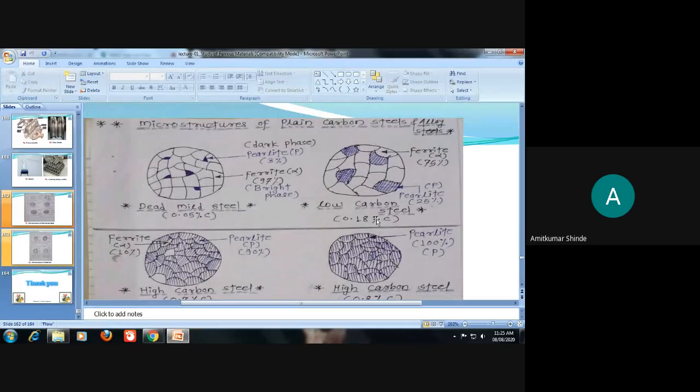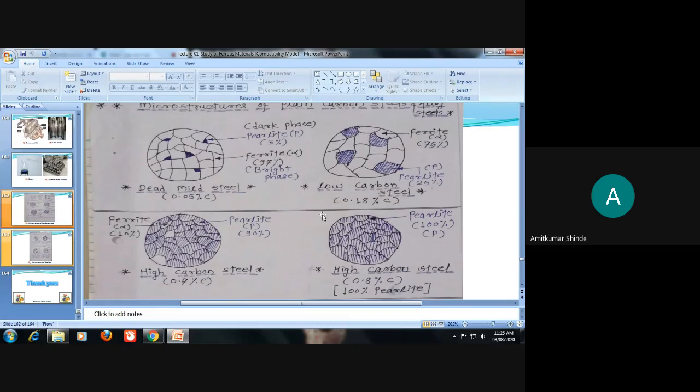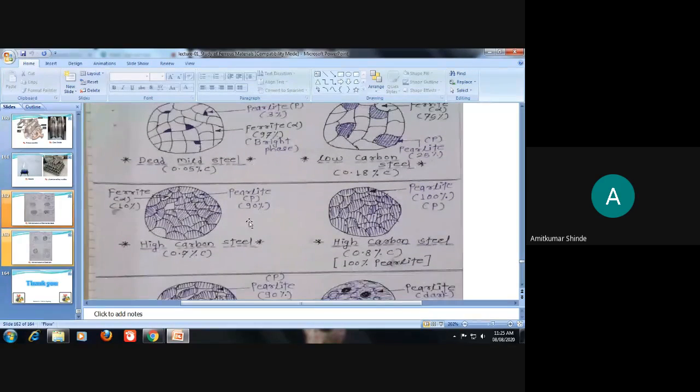If carbon percentage is very less, just increase the amount of ferrite and decrease the amount of pearlite. And when carbon percentage is at the higher ranges, increase the pearlite. And at 0.8% carbon, 100% pearlite will be there. You have to remember this. 0.8% carbon, 100% pearlite. And for lesser values, that is 0.008, 100% ferrite will be there.